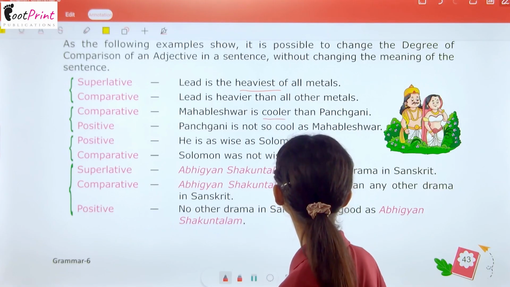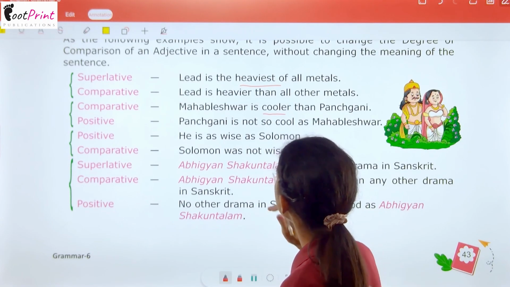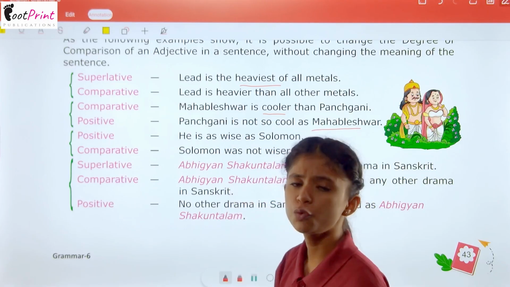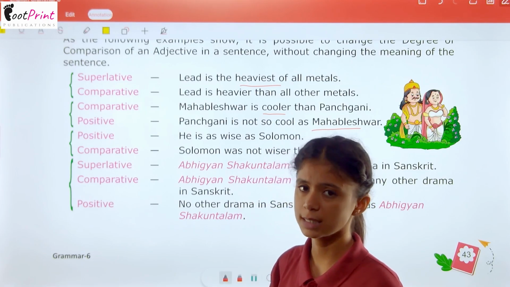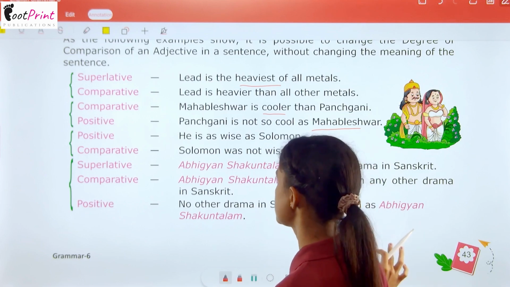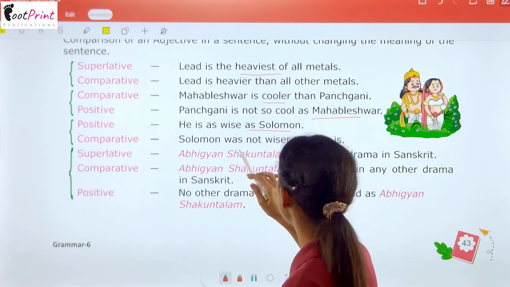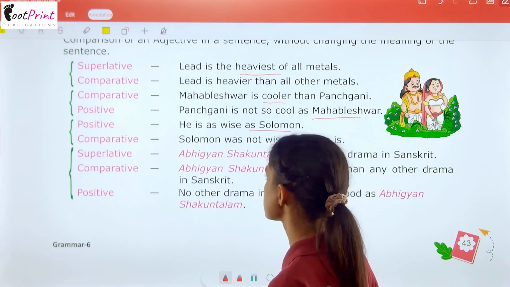Mahabaleshwar is cooler than Panchgani. Panchgani is not so cool as Mahabaleshwar. So, we have changed the way of writing the sentence and the meaning remains the same. He is as wise as Solomon. Solomon was not wiser than he is.